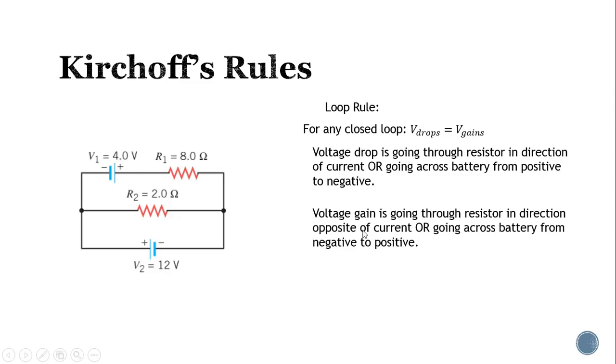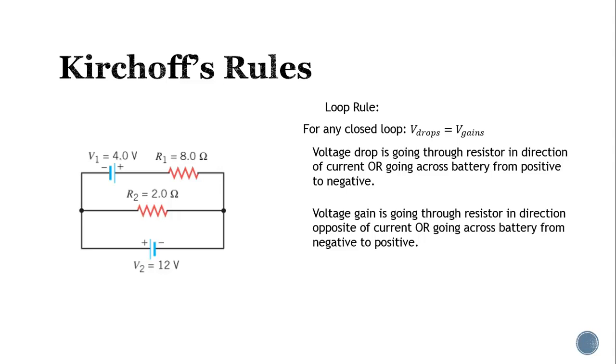Now voltage gain, there are two ways you can do voltage gain. The most common one is to go across a battery from negative to positive, the way current normally would flow. The second way would be to go through a resistor opposite the direction you've defined current to flow. So voltage gains happen in batteries in the direction of current. If you go opposite the direction of current through a battery, it's a voltage loss. Voltage losses happen in resistors in the direction current goes, but if you go the opposite direction of current in a resistor, you gain voltage. Now we'll work some sample problems where this definition becomes important.